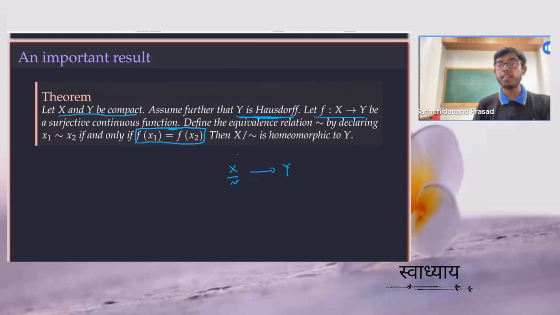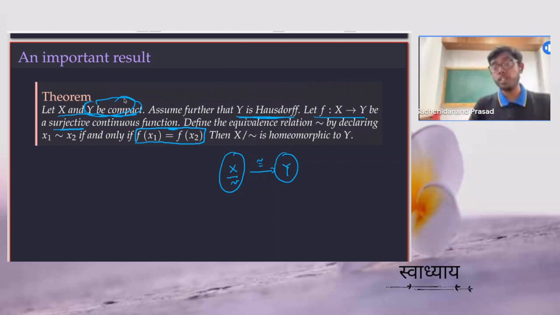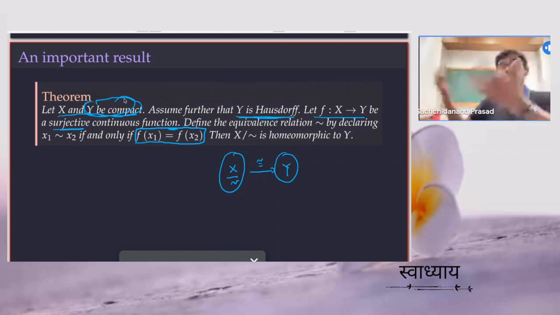Since X is compact, the quotient will be compact. Since Y is Hausdorff, this is Hausdorff. And hence, this is a homeomorphism. So we don't need to assume Y is compact, because that will follow since X is compact and f is a continuous and surjective map. So this is a very important and very strong result in quotient topology to see which space the quotient space is familiar to.